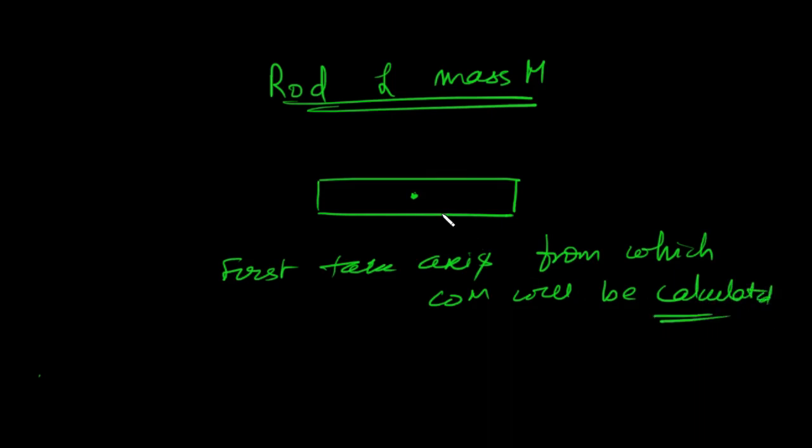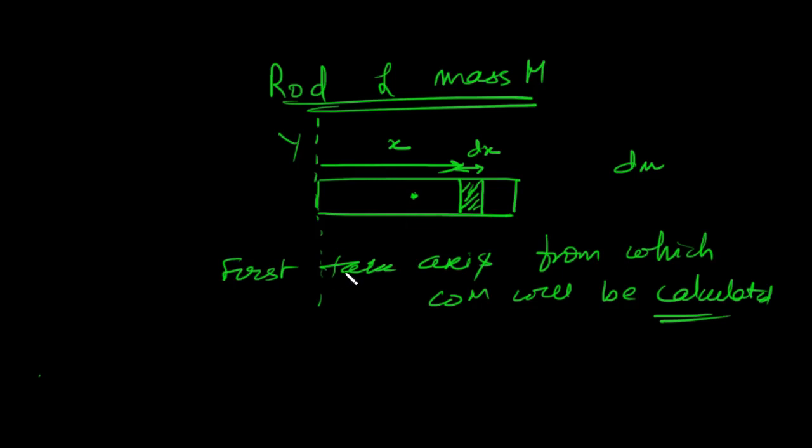You cannot calculate center of mass in the air, you have to take an axis. Suppose this axis I take, this is an axis y. Now I want to calculate where the center of mass will be from this axis. So I take an element mass. Since this rod is continuous, I am taking an element mass, say this element mass is dm. This element mass has a width dx at a distance x from the axis y.